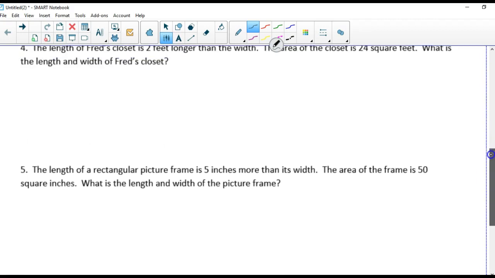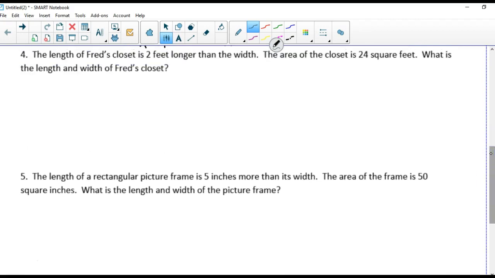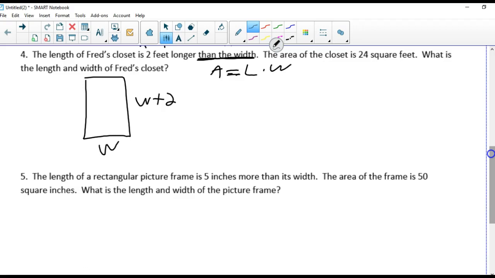Whoops. Okay, number 4 is a good one where it helps to draw a picture. So we have Fred's closet. Always look for this comparative term, and that's going to tell you where to start. Then the width. We're comparing to the width. So we're going to use that for our variable. And then the length is 2 more than the width. Now the area, which is length times width, is 24.